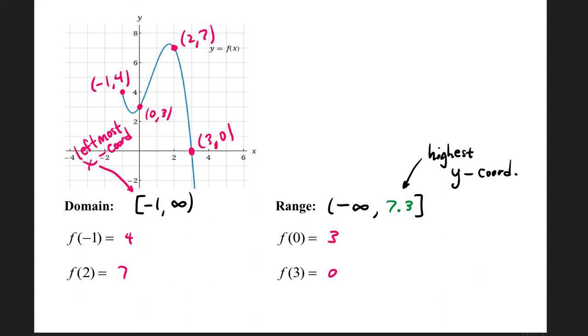Back to function values, where x is -1, our y value is 4. Where x is 2, we have a y value of 7. Where x is 0, we have a y value of 3. Where x is 3, we have a y value of 0.